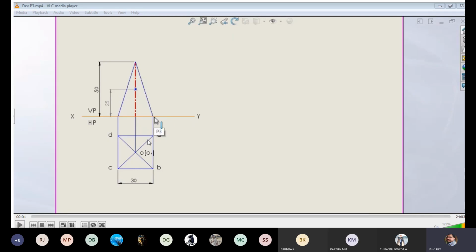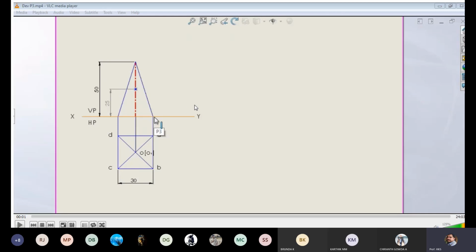The reason is since it is inclined. In top view here you can see it is inclined to VP. Suppose if it is parallel to VP, then it will be a horizontal line. Since it is inclined to VP, the length in front view is false length.